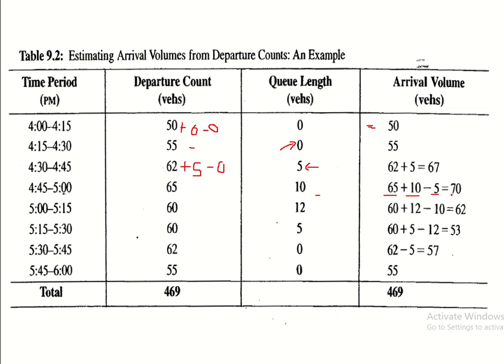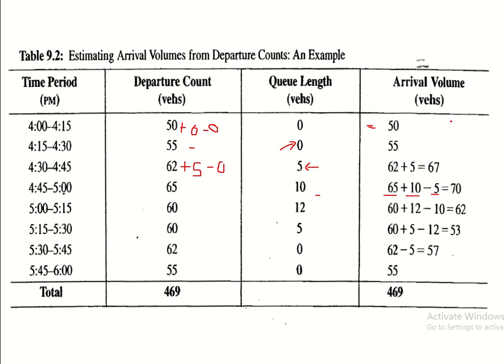So what is the logic behind the equation? Logic is very simple. 65 vehicles left, 10 are in the queue, and out of these 10, 5 were already in the queue previously. So how many arrived actually? 65 plus 10 minus 5. So 10 minus 5 basically are those in the queue because of the arrival volume. So 65 who left plus new vehicles in the queue. So that is 10 minus 5. So you get 70 there.